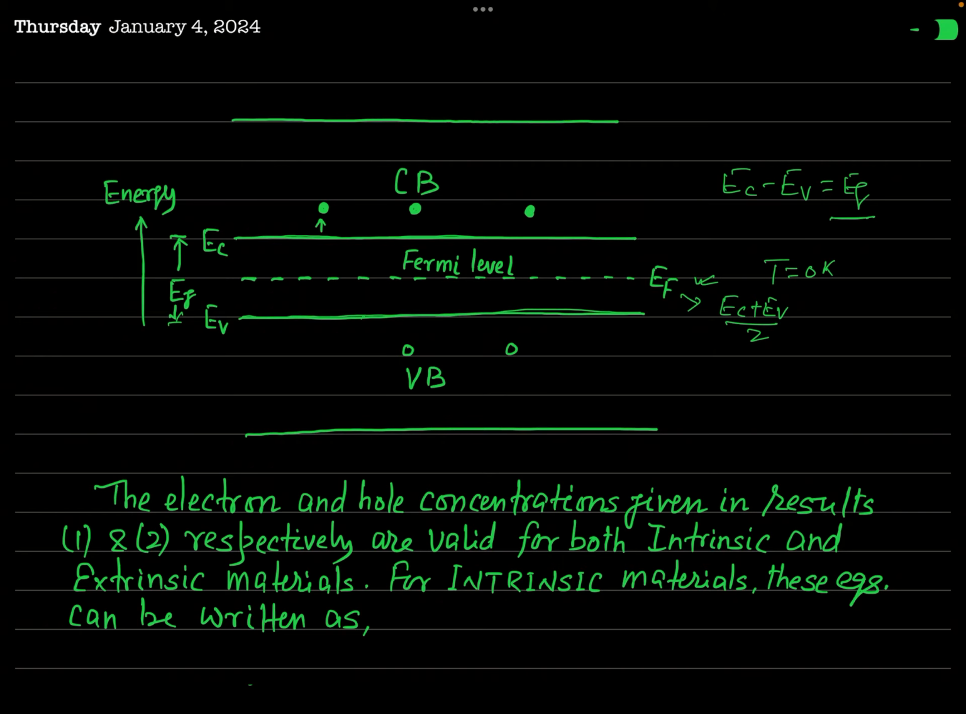It means this Fermi level lies just in the midway of the conduction band and the valence band of this intrinsic semiconductor. But this fact is true only as long as we are talking about absolute 0 temperature. So particularly at absolute 0 temperature, the Fermi level lies midway between the bottom of the conduction band and the top of the valence band of this intrinsic semiconductor.